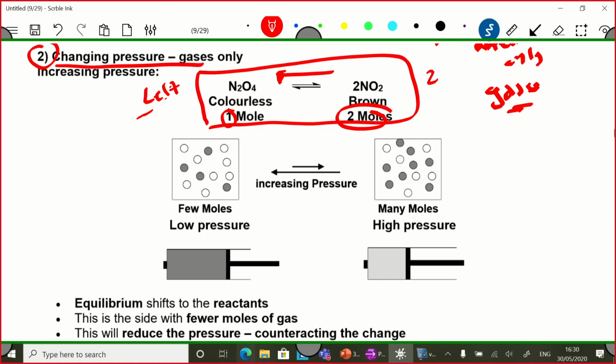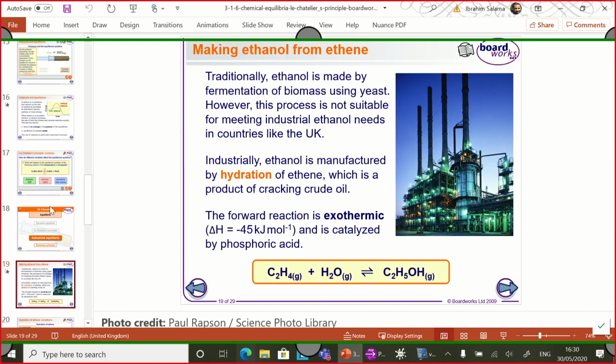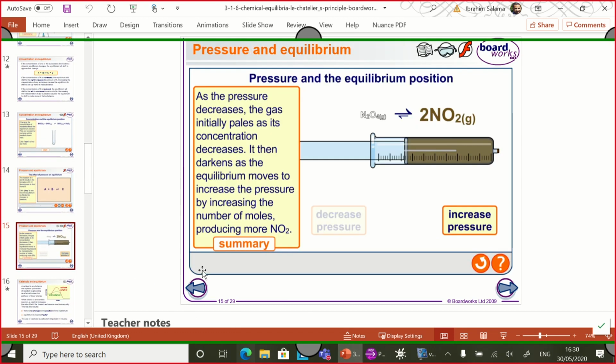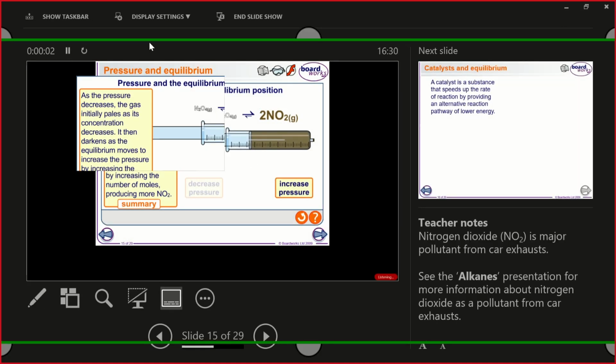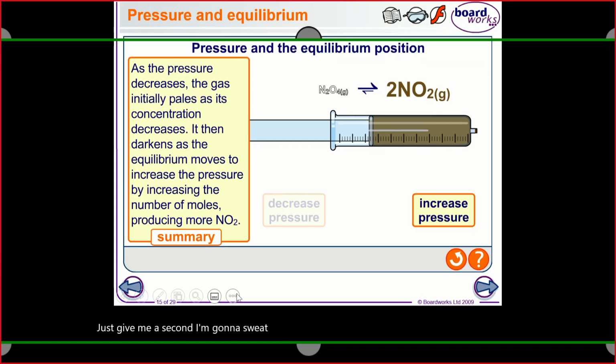Okay. So we have here some interactive thing I want to show you about this specific example. So this is the example that we've been looking at. Just give me a second, I'm going to swap my presenter view.